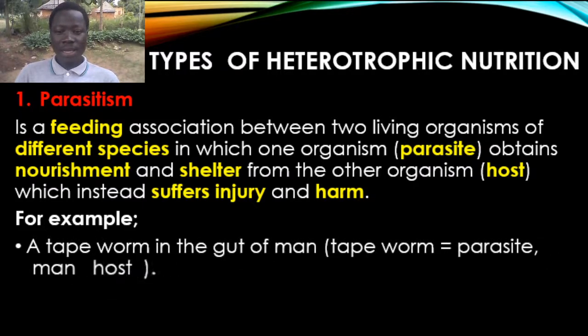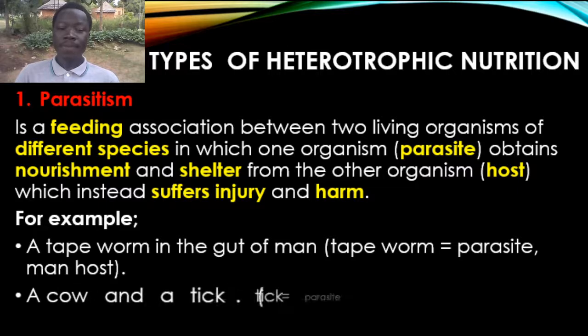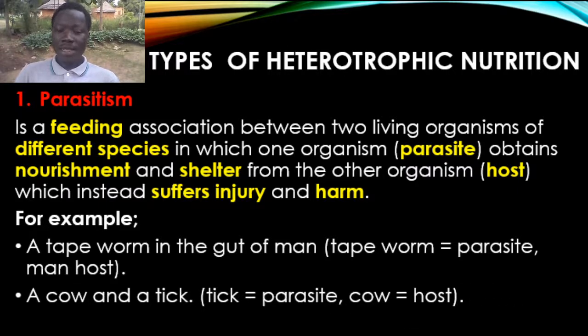Examples: a tapeworm in the gut of a man, where the tapeworm is the parasite and the man is the host. A cow and a tick, where the tick is the parasite because it feeds on the cow's blood, but the cow does not feed on it, and the tick also gets shelter and sometimes transport.